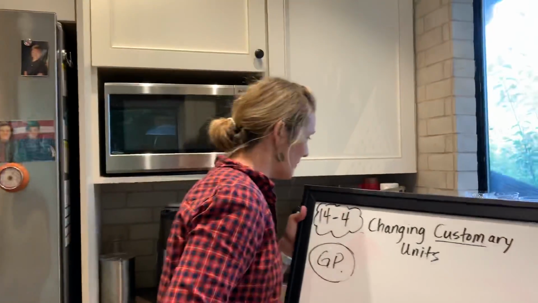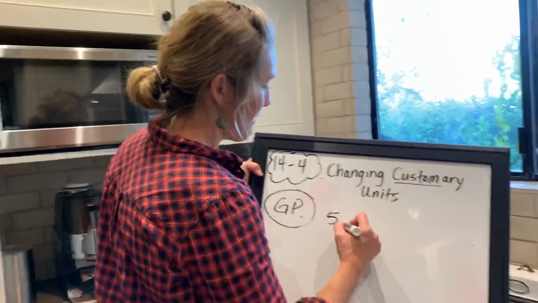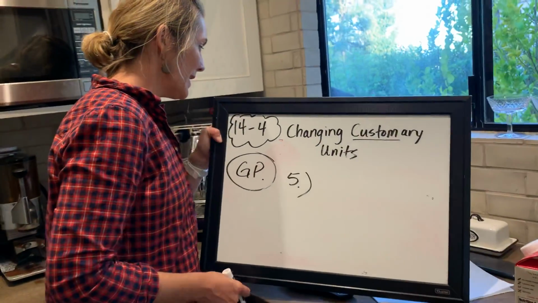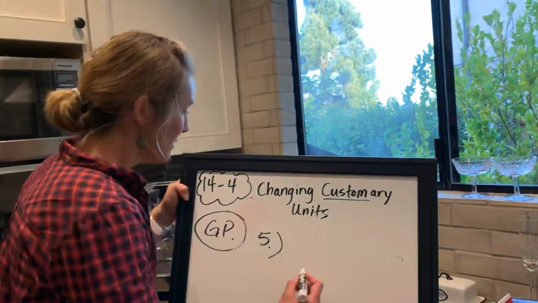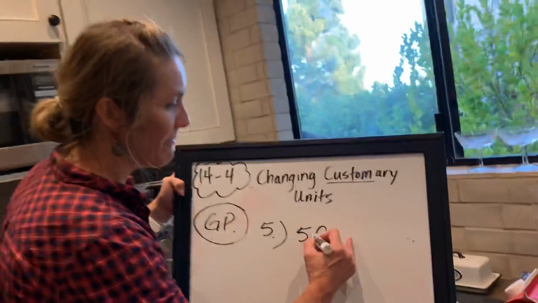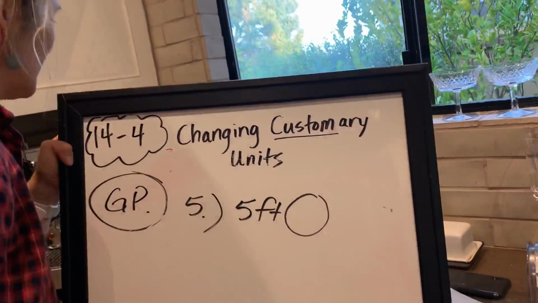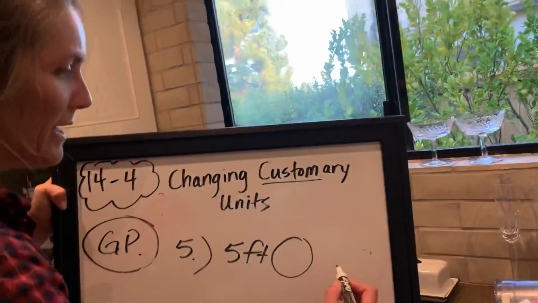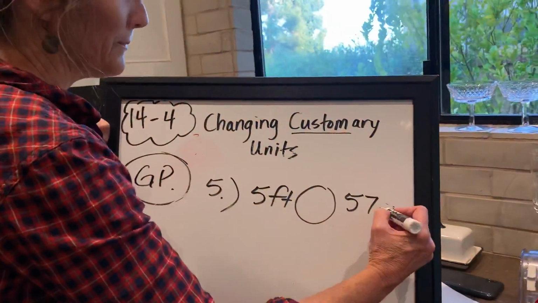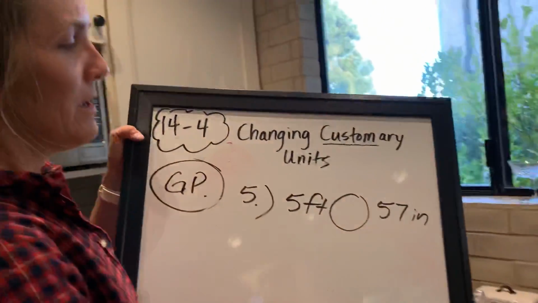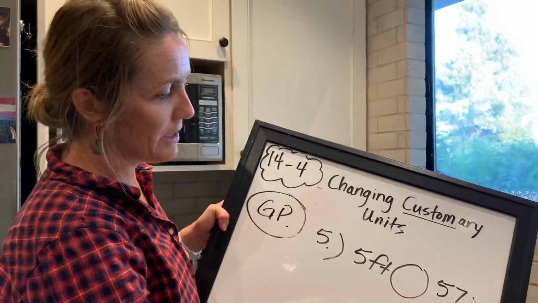Let's just do a couple from this. So number 5, the directions state, in 5 through 8, compare, write greater than, less than, or equal to. So you're going to be getting something. This is 5 feet. There's a circle. That's our little spot for the inequality. And on this side, it says 57 inches. Okay. So you have to do a little math on either side.